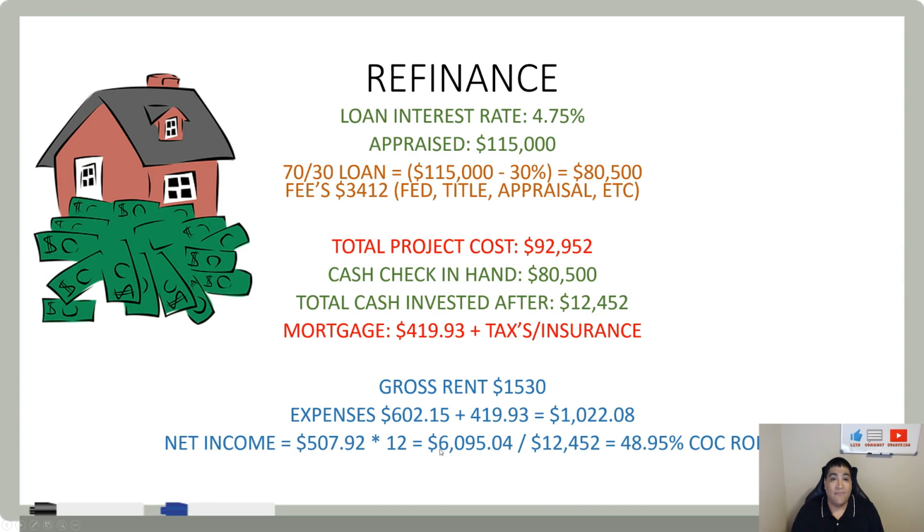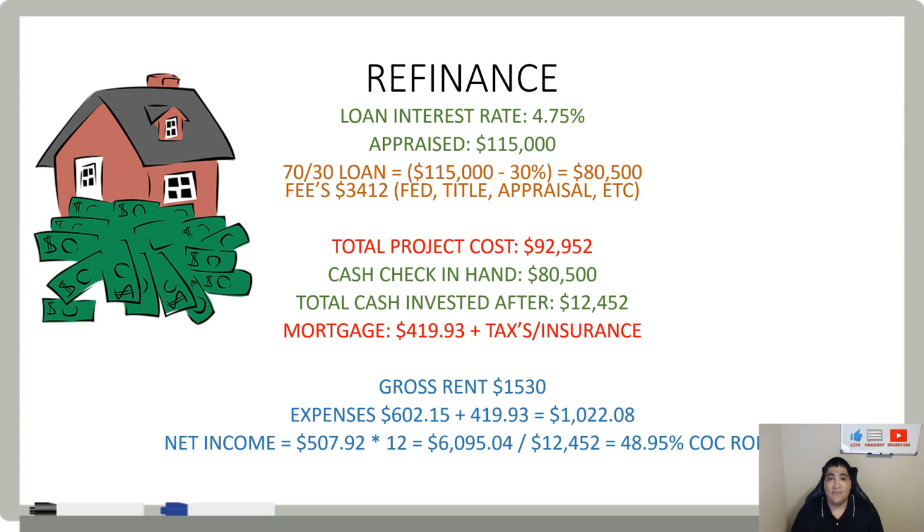But you know what I have now? I have $80,500 in the bank ready for my next real estate investment deal. I took my net income per year and divided that by how much I actually have invested in this home. I only have $12,452 invested in this home. That gives me a cash flow divided by equity of a 48.95% cash on cash return on investment.